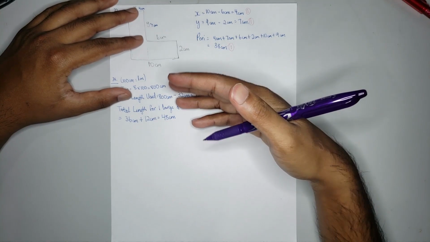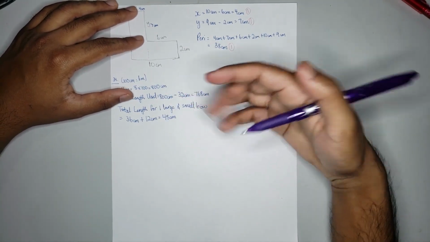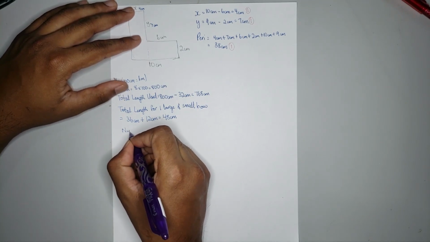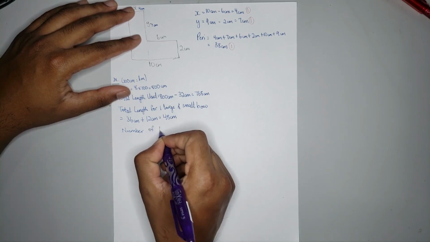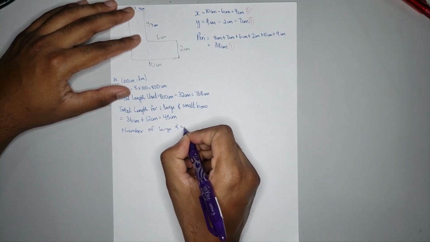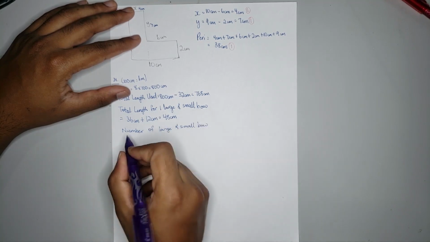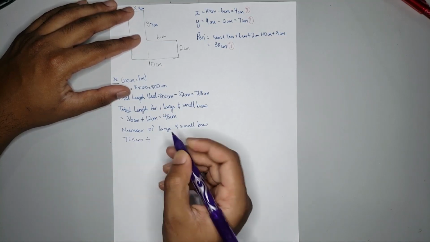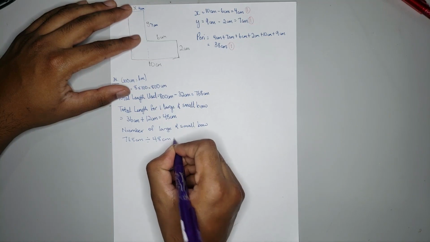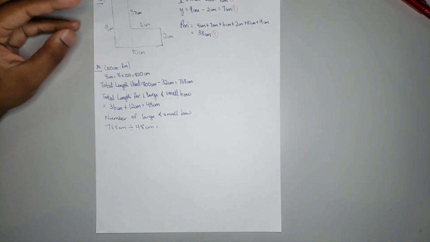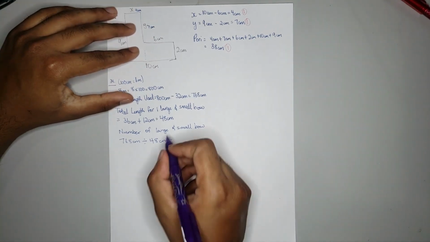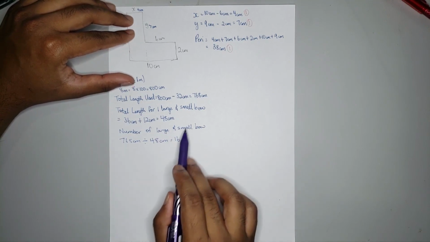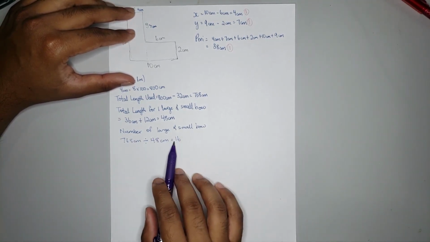So we need to calculate now the number of large and small sets she will get. So therefore, number of large and small bows is equal to the total that was used, which is 768 cm, divided by 48 cm. So 768 divided by 48 will be equal to 16. So therefore she made a total of 16 large, 16 small.